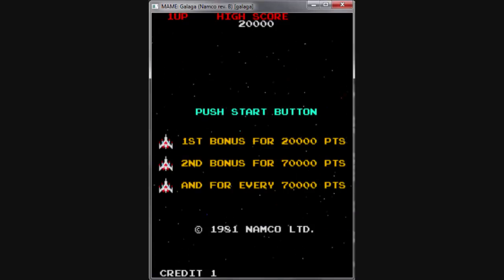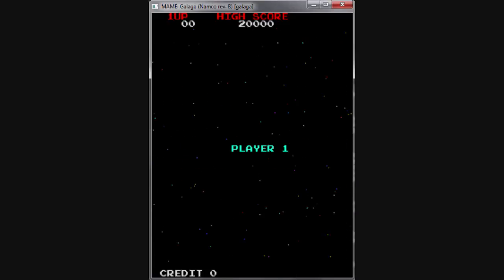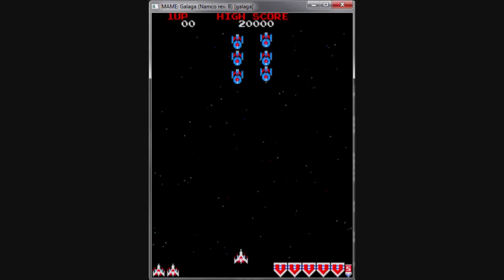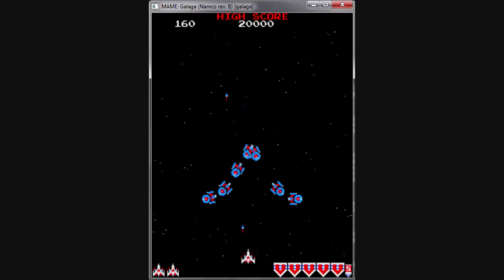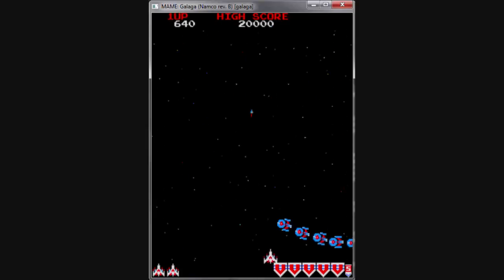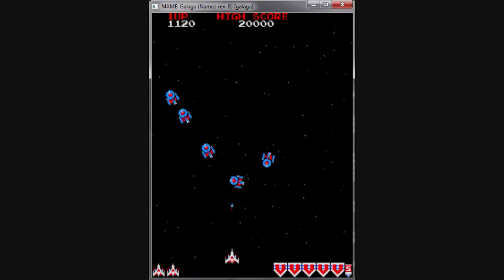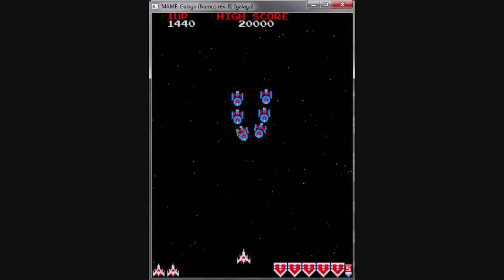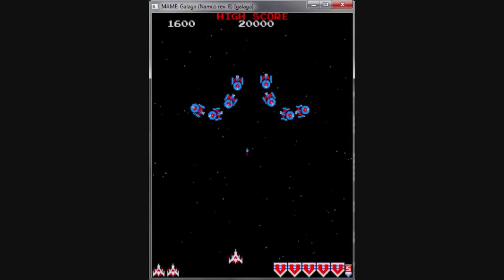Now in Galaga, its kill screen occurs when the player has reached and completed round 255 of Galaga. Then this weird kill screen will appear.